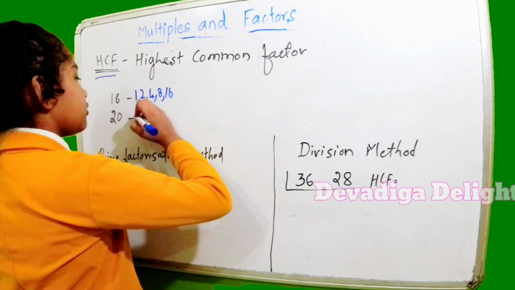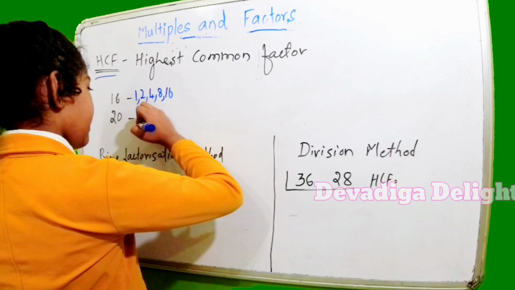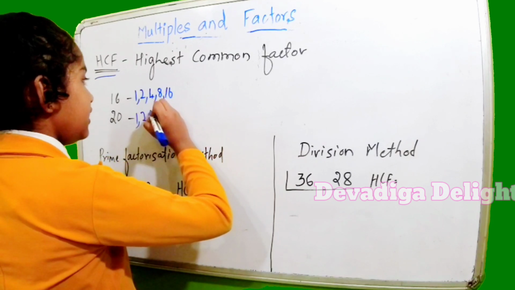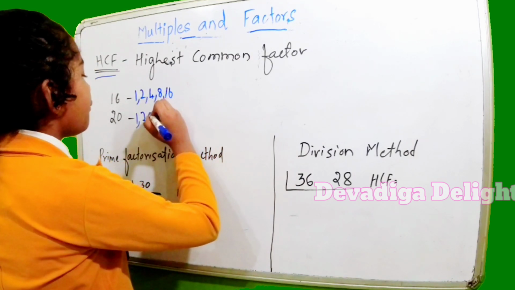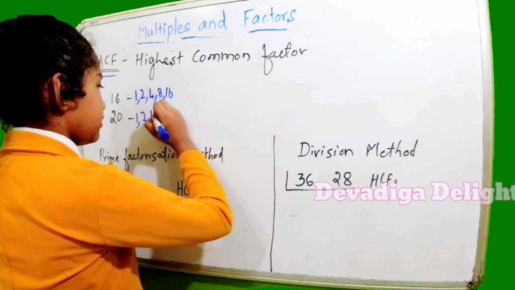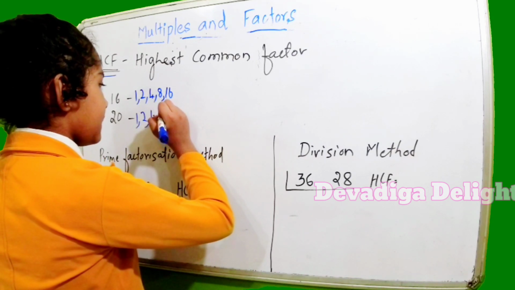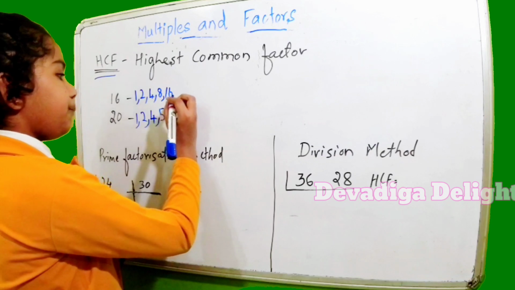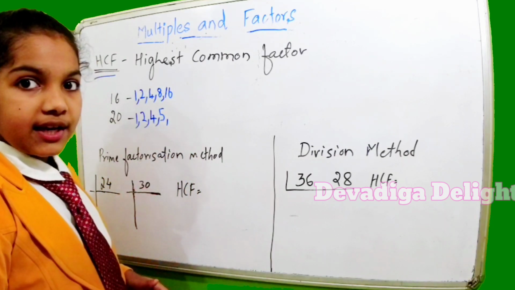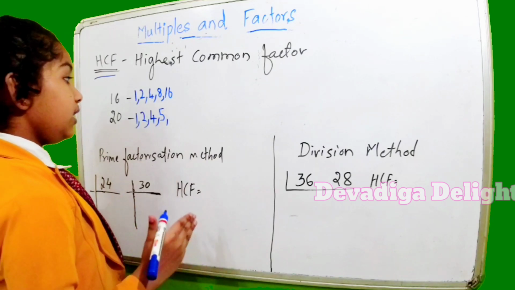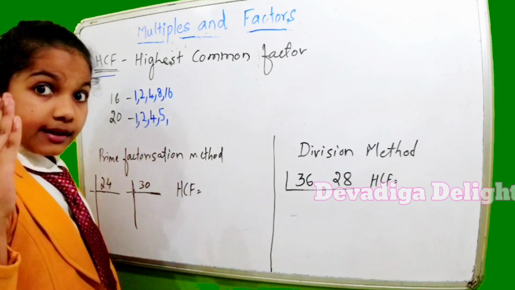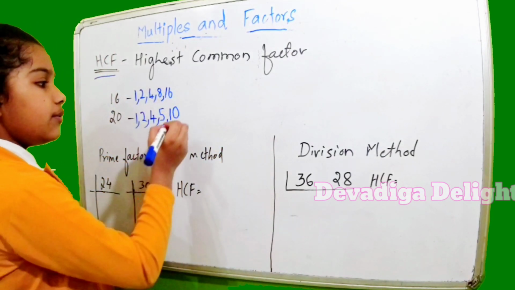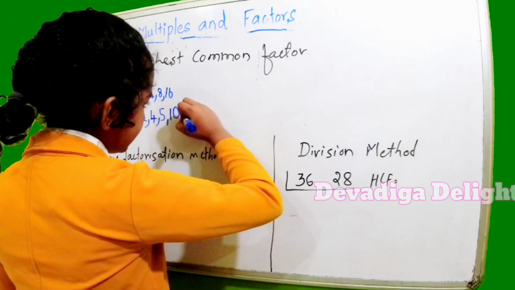For writing the factors of 20, 1 can divide 20, 2 can divide 20, 3 can't divide 20, 4 can divide 20, 5 can divide 20, 6 can't divide 20, 7 can't divide 20, 8 can't divide 20, 9 can't divide 20, and 10 can divide 20. As 10 is half of 20, we will stop here and write the number itself, which is 20.